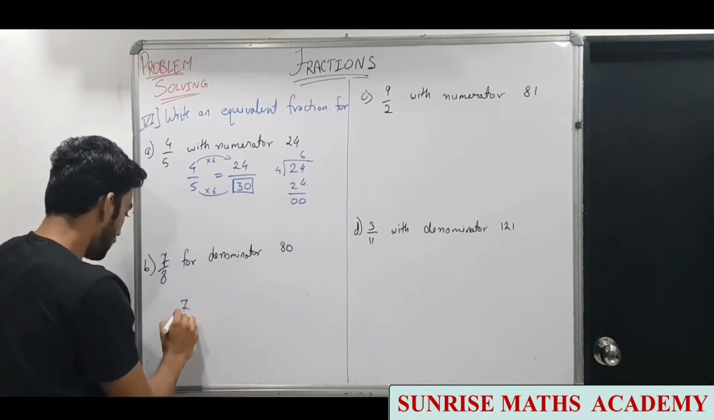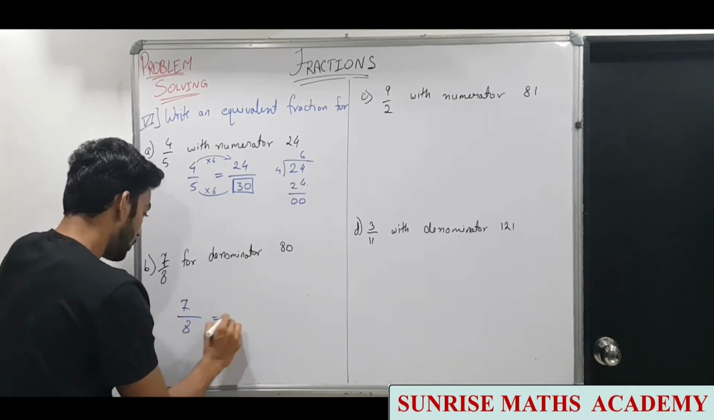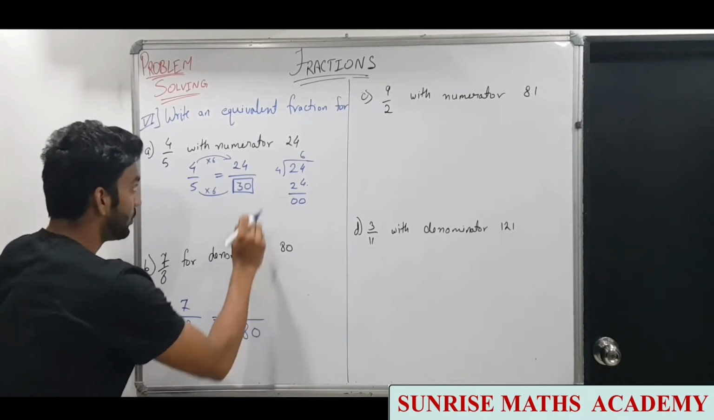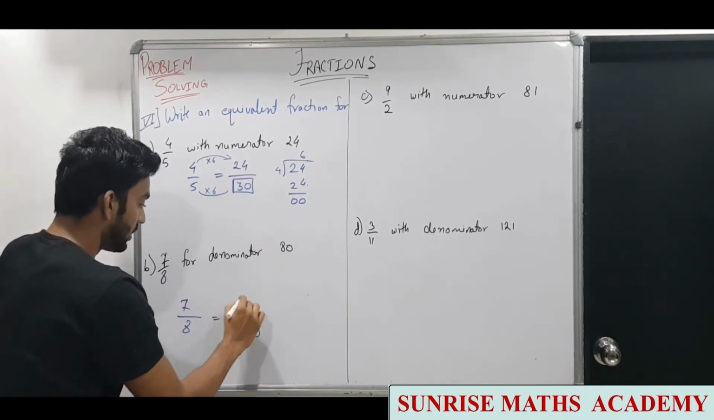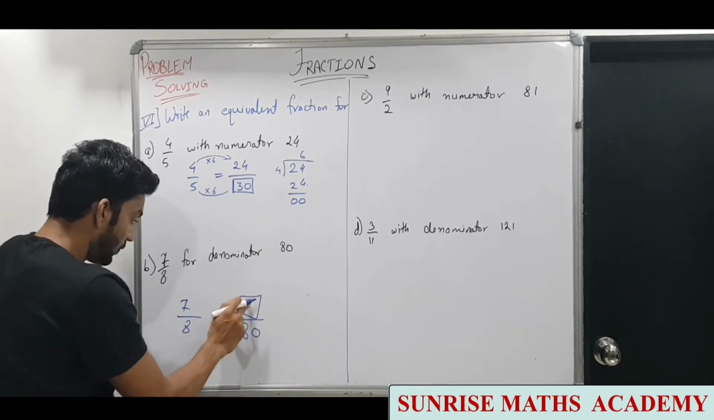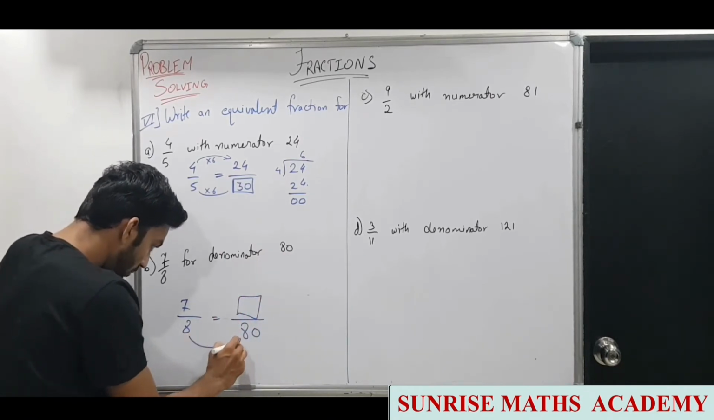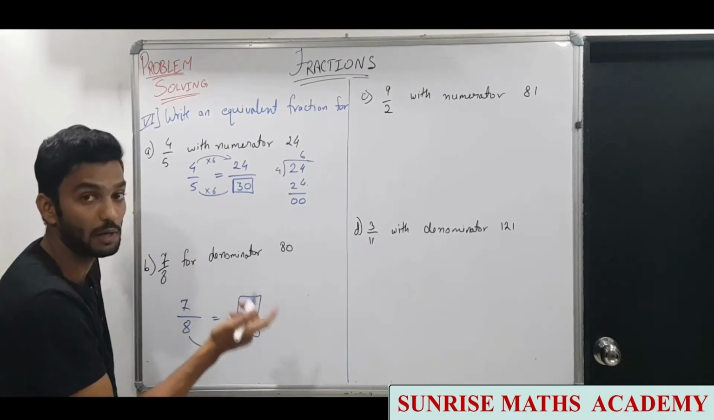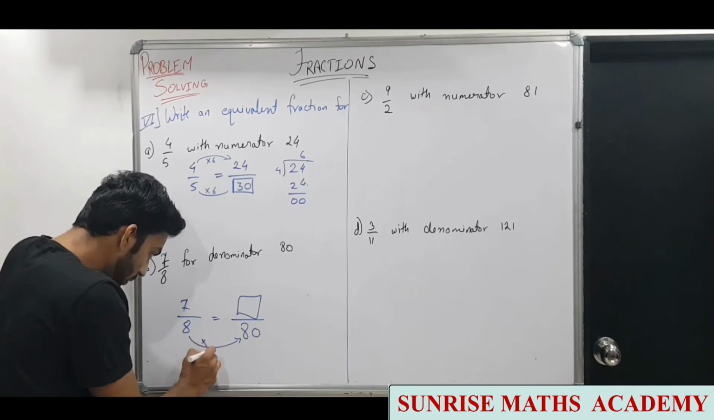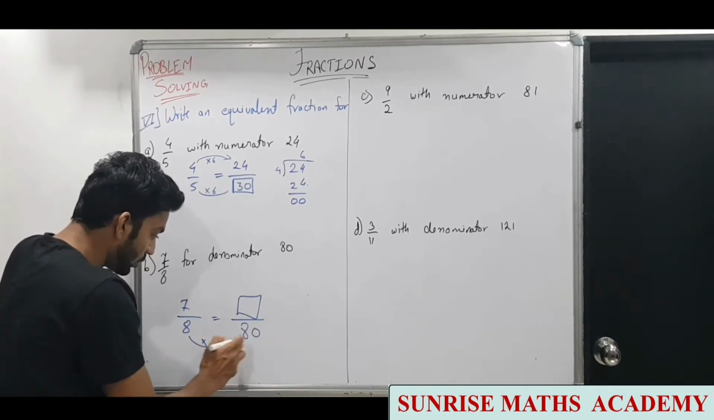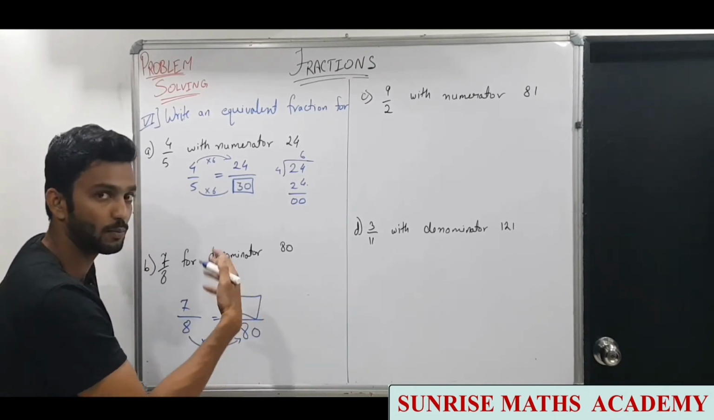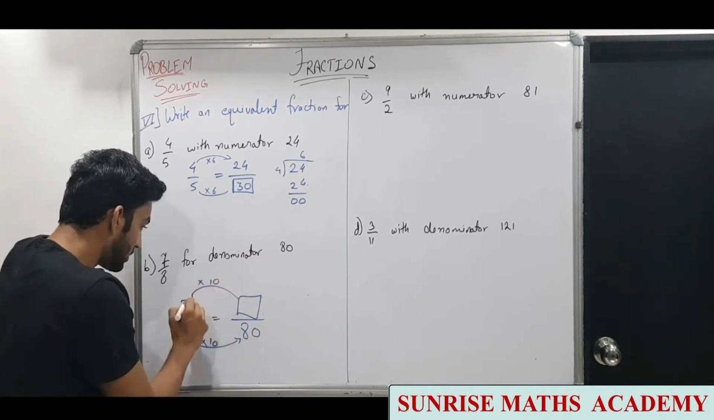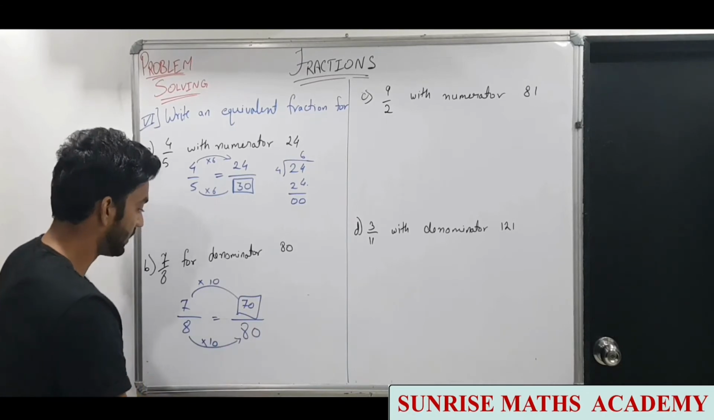Next fraction है 7 upon 8. Equivalent fraction चाहिए है. Denominator should be 80. यहाँ पे numerator दिया था, denominator यहाँ दिया हुआ है 80. So we need here a numerator. But first we need to find by what the denominator is multiplied. So 8 into 10 is 80. There is no need to divide. आपको चाहिए तो आप divide कर सकते हो. So here also we multiply by 10. 7 into 10 is 70.